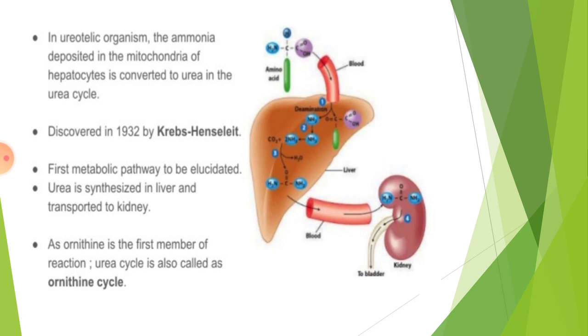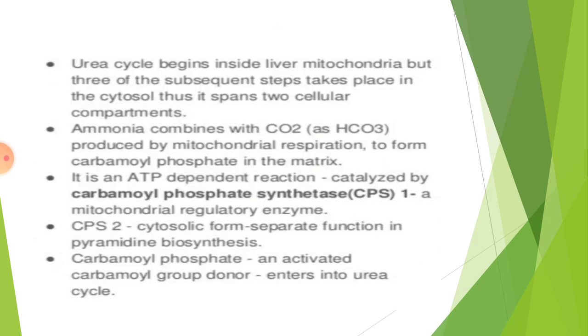Urea is synthesized in the liver, and from the liver it is transported to the kidney. The urea cycle begins inside the liver mitochondria. But there are some steps, three steps, that take place in the cytosol of the cells.